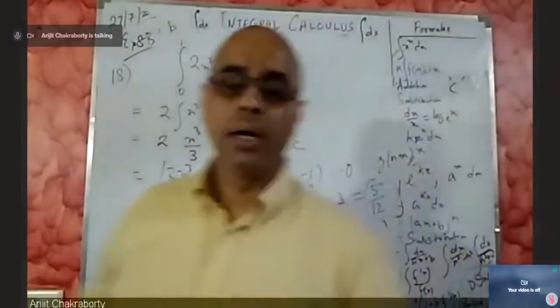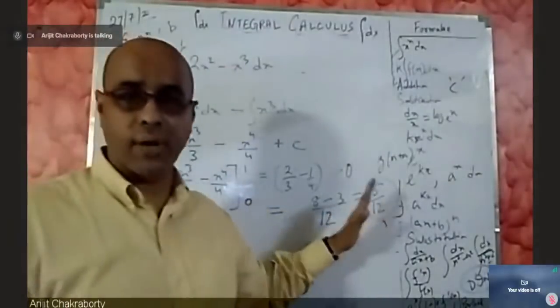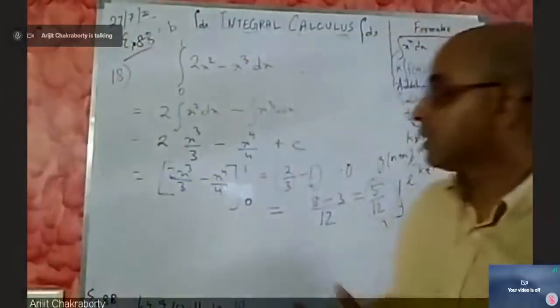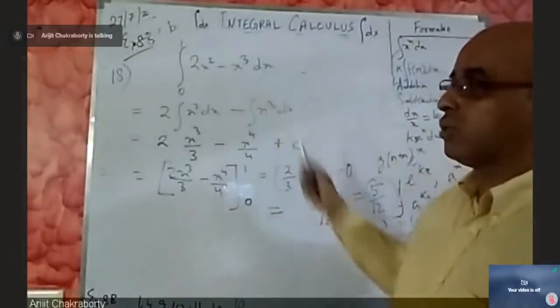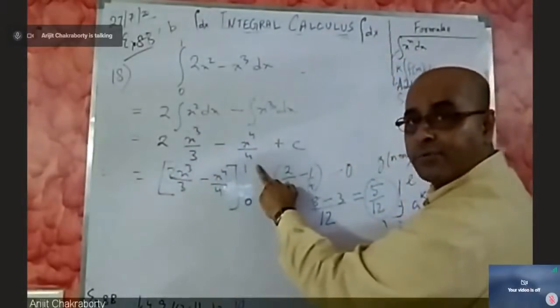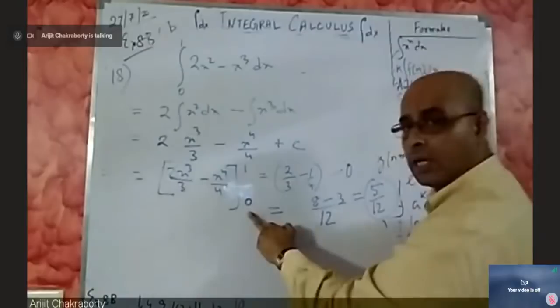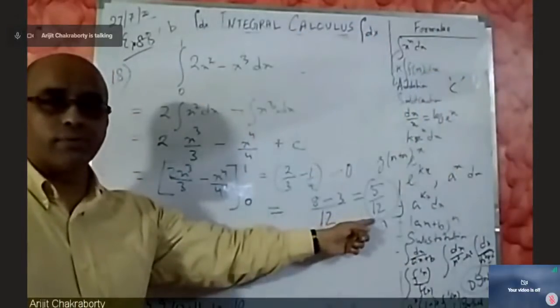Please check the answer in the study material. The answer which I am arriving at is 5 by 12. And this is the process. We have first broken it into 2x square and x cube, two parts. We have solved the integration, applied the values 1 and 0. The lower limit is 0, the upper limit is 1. And that is how we achieve the value 5 by 12.